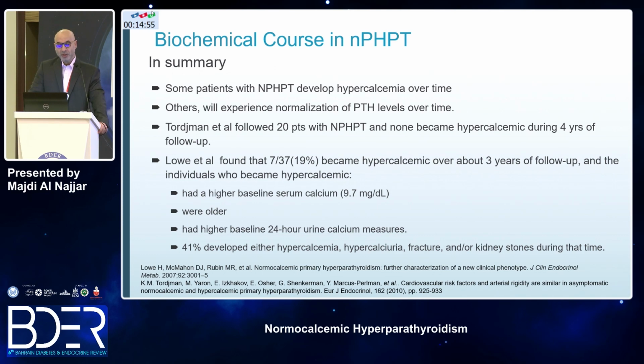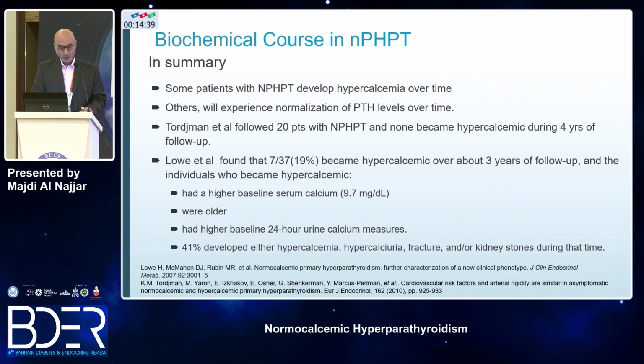For example, Trojan followed 20 patients for 4 years, and none of them became hypercalcemic. On the other side, Low followed 37 patients. 7 of them became hypercalcemic within 3 years. What he noticed here is really interesting.